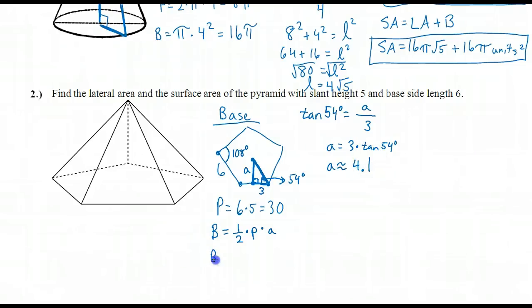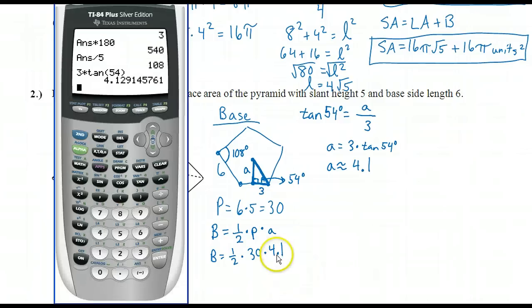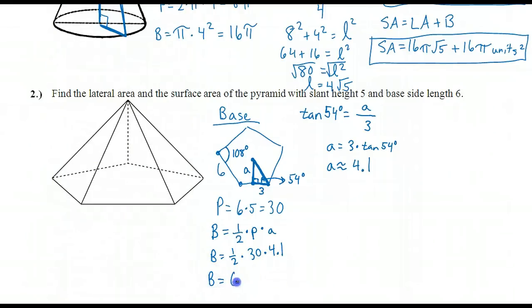So my base area is going to be 1/2 times 30 times 4.1. Since I have a decimal, I can include a decimal in my answer. I don't need to find my exact answer. 1/2 times 30 times 4.1. So my base area is approximately 61.5.